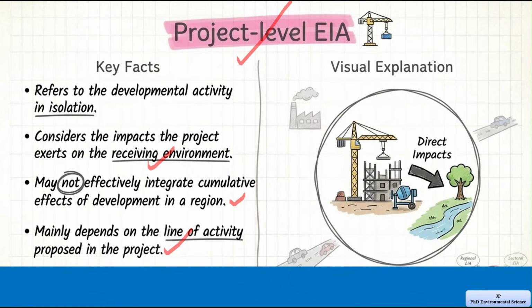Larger pollution. Project level EIA may miss this total effect. It mainly depends on the line of activity. Means the study depends on type of project. Different projects have different impacts. For example, if the project is road based, it will lead to noise, dust problems. If it is factory based, air pollution problems, dam, water flow changes.